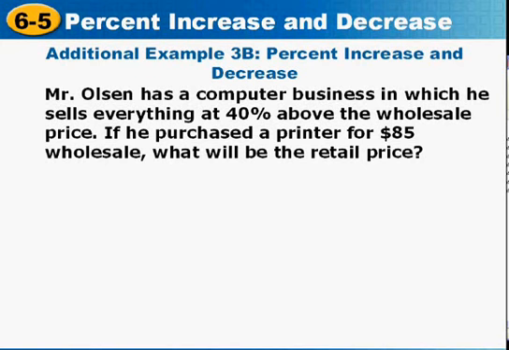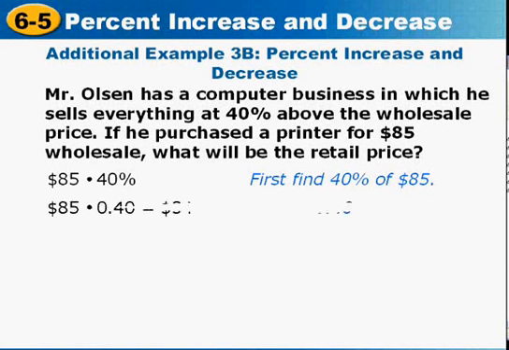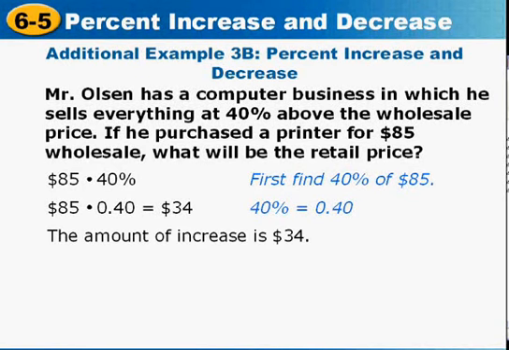So you purchase a printer for $85 wholesale, what will be the retail price? First, you have to multiply by the markup in this case, which is 40%. You can't multiply by a percent. You have to multiply by the decimal. So $34. He is going to increase the price by 40%, by $34. So the amount of increase is $34.